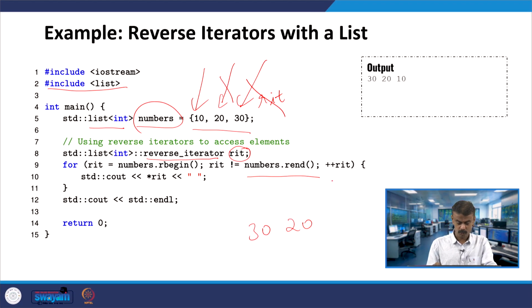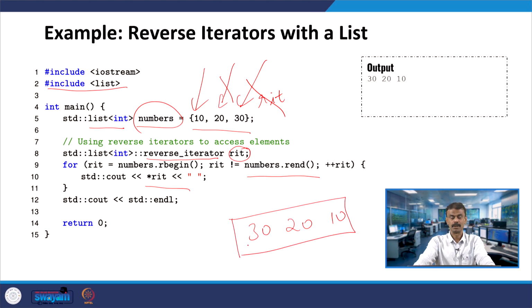Therefore, it is moving plus plus RIT and then it will print star RIT, that means 10 will be printed. So, now it is already there, RIT is equal to numbers.rend. Therefore, it will come out of the loop by printing 30, 20 and 10. Initially when it is numbers.rbegin, RIT is not equal to numbers.rend, so first 30 will be printed, then plus plus RIT means it is moving.